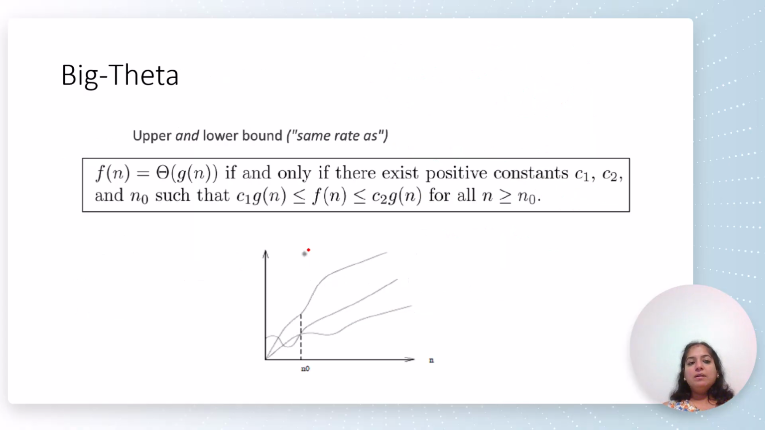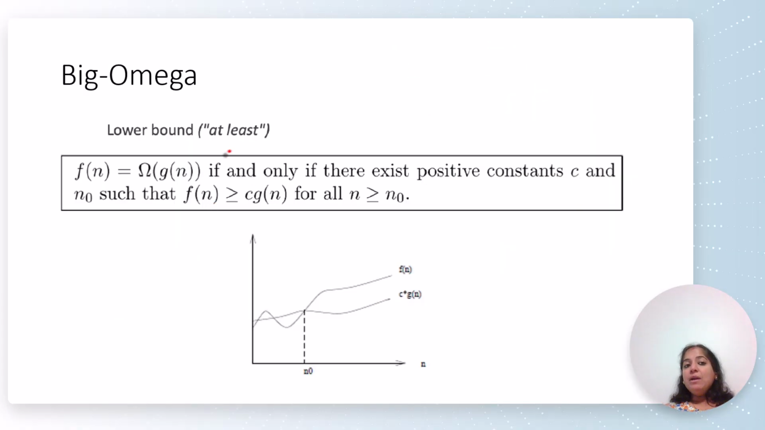Okay. Then the big omega notation tells you the lower amount, at least the minimum. Upper bound, big O, tells you the maximum. Big omega tells you the least amount or the lower amount. f(n) equals omega of g(n) if and only if there exists a positive constant c and n naught such that f(n) is greater than or equal to c times g(n) for all n greater than or equal to n naught, right? So the minimum size.